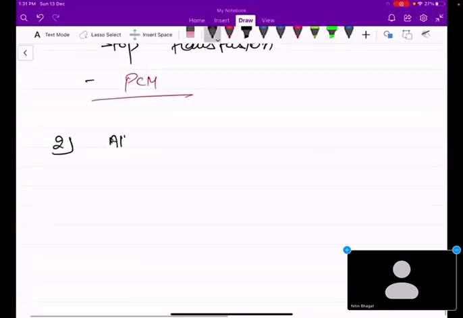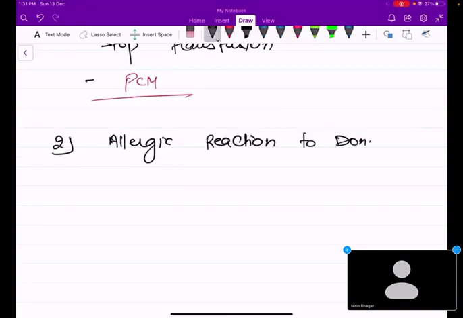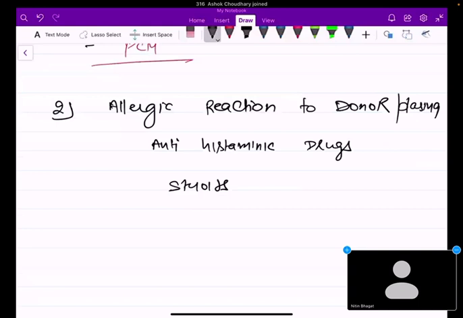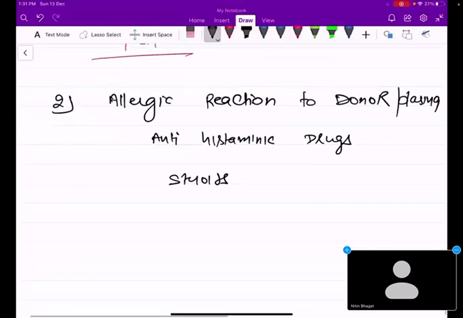The second complication is allergic reaction to donor plasma. For that, we give antihistaminic drugs and steroids.